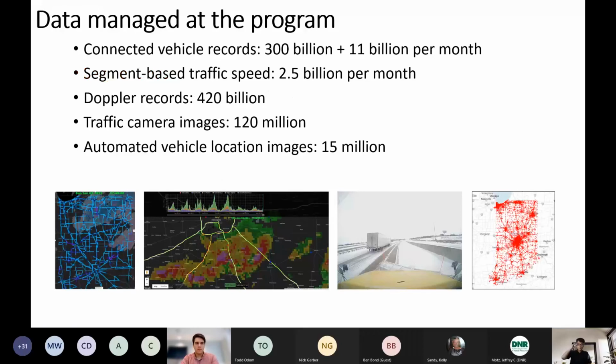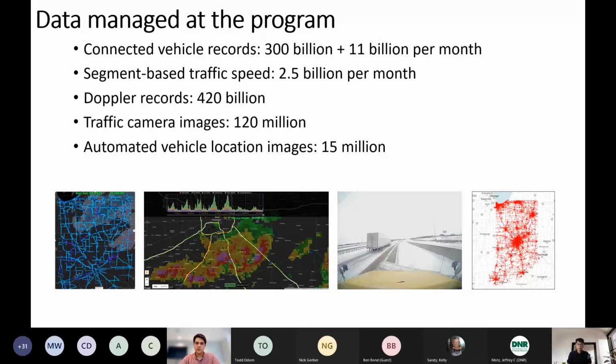So, data overview. The amount of data that we manage at the program, just to give you all a flavor: connected vehicle records, we have over 300 billion records with 11 billion added per month. We also have the segment-based traffic speed, similar to what you see on a Google Maps traffic interface, where you have segments of roadway. We get about 2.5 billion records per month.